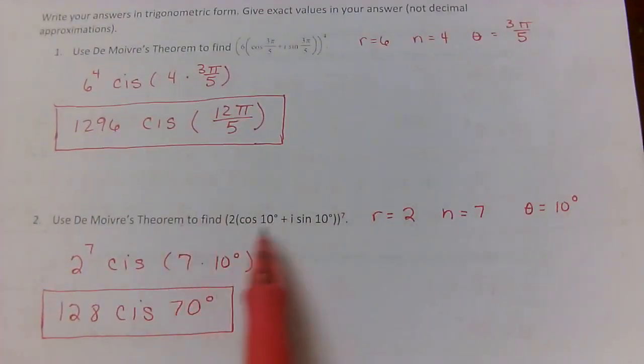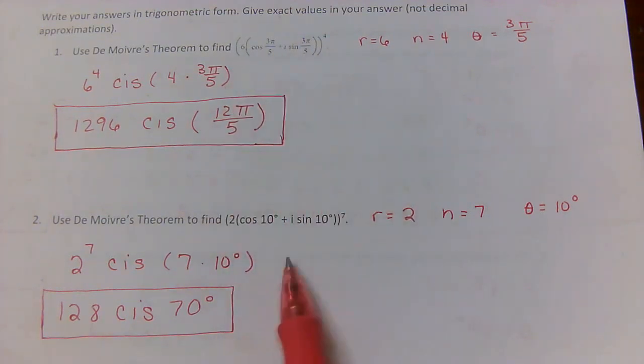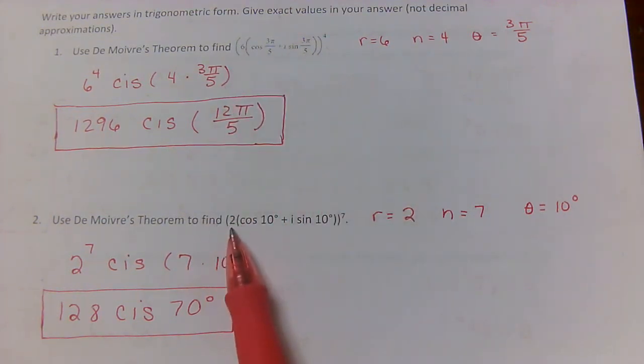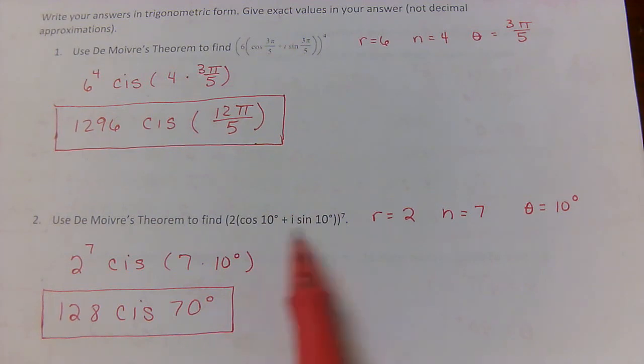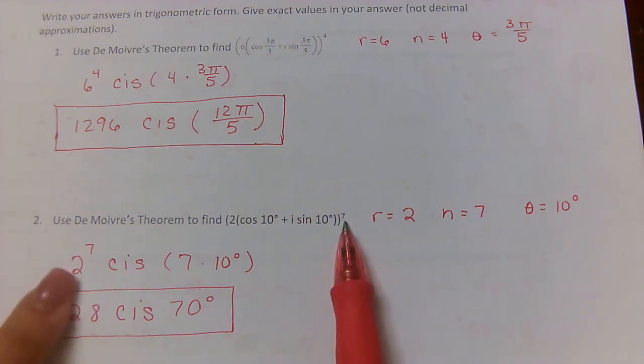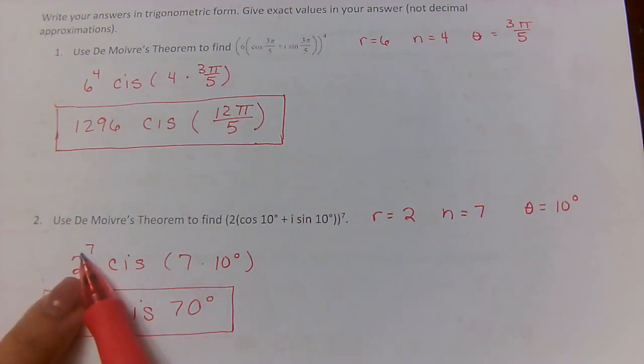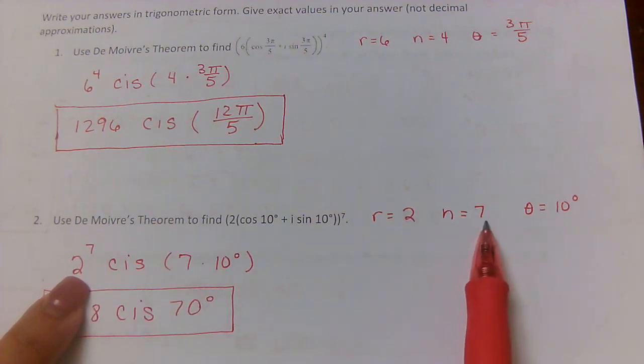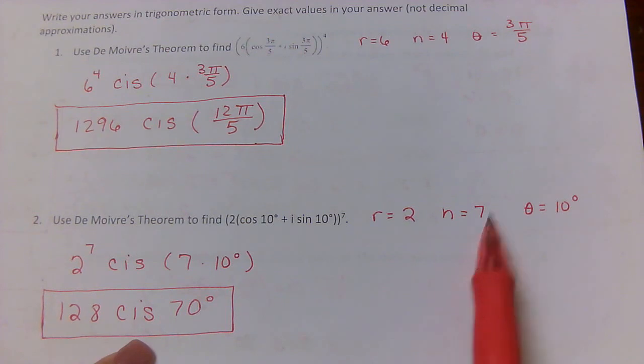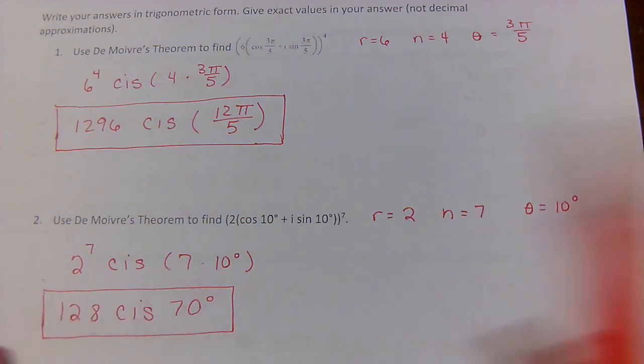Okay, number 2 is similar. We are using degrees this time instead of radians. So we have an R of 2, a theta of 10, and an n of 7. So just plug it in. R to the nth power, evaluate in the calculator, CIS, n times theta, 70 degrees. Leave it in this form.